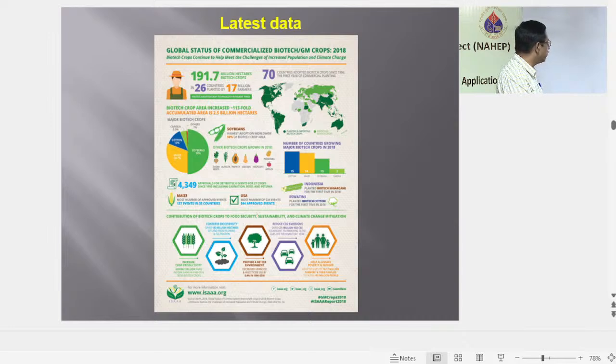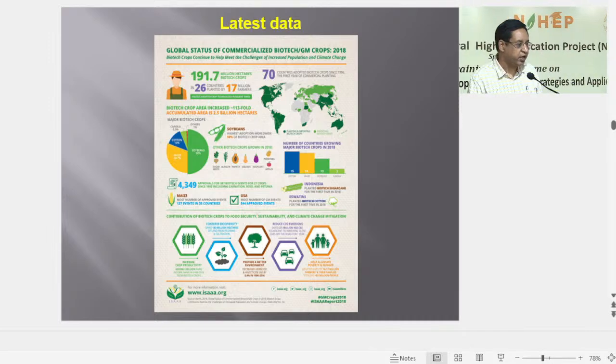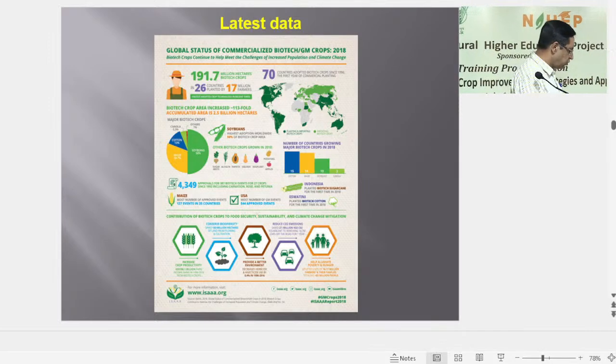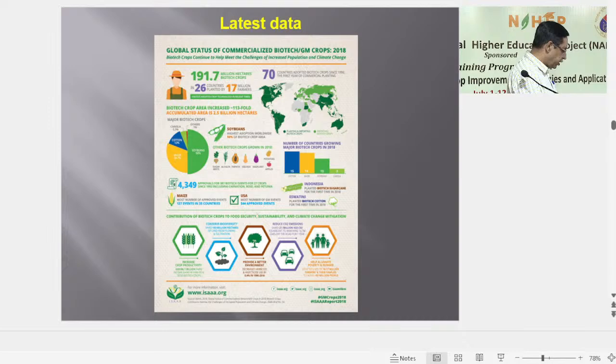We talk in terms of event, and this is the world map. 70 countries have adopted these biotech crops. Some of them are doing R&D. Some of them are importing, exporting, and a large number of things. So try to appreciate the number of countries, despite so many regulations and all, the technology has been embraced by a large number of countries. So it has to be promising.